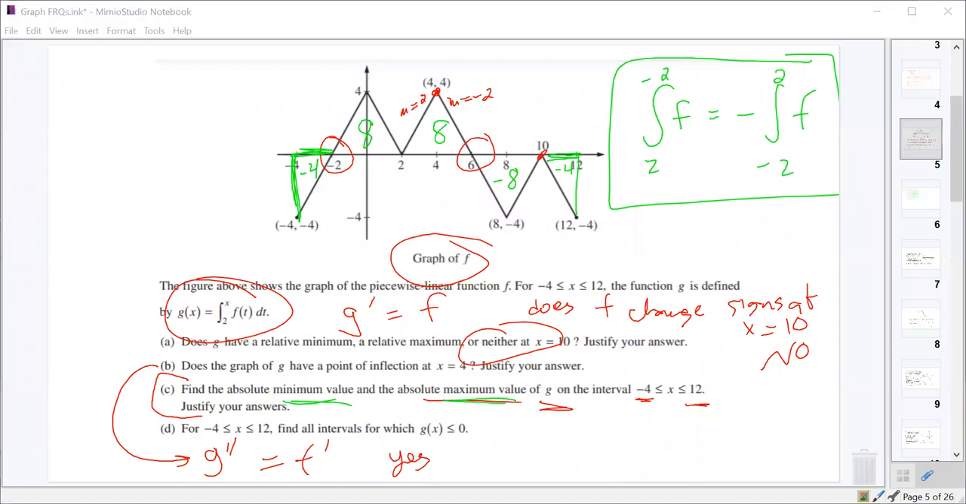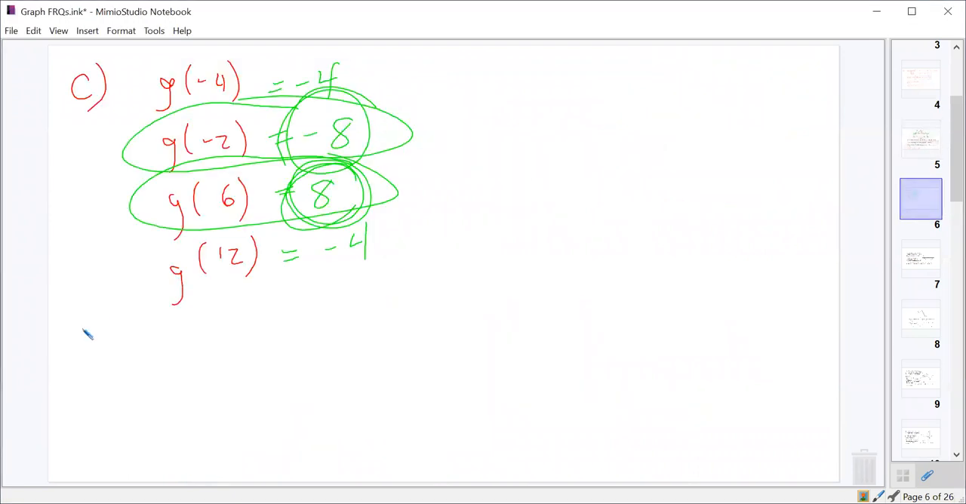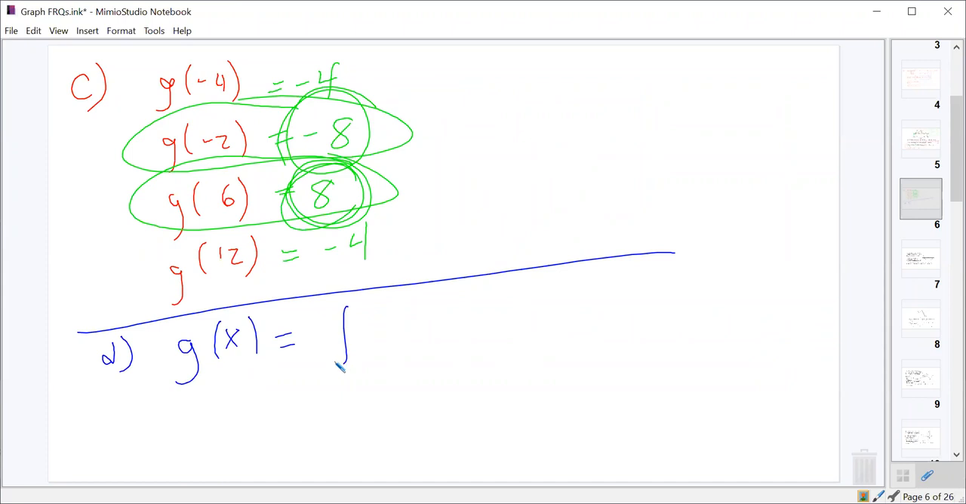Yep. All right, last one here, part D. For -4 to 12, find all intervals for which g of x is less than or equal to 0. Well, where does g of x equal 0 for sure? Remember that g of x is the integral from 2 to x of f of t dt. So at x equals 2, we know it equals 0, right? Everybody agree with that? Okay. So we should then from there be able to figure out when it's positive and when it's negative.